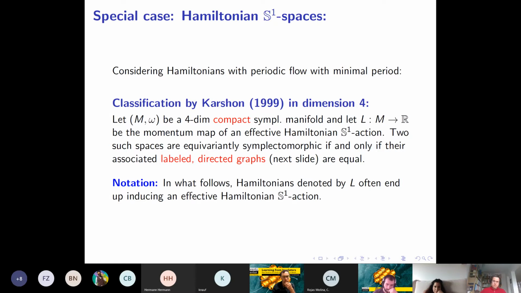And the interesting thing is that a priori one thinks, oh, well, Hamiltonian systems can be anything. And even if I just look at S1 actions, still it has lots of degrees of freedom. But funny enough, that stuff is discrete, is classified by some discrete quantities. So she found that you can classify effective Hamiltonian S1 actions on 4-dimensional compact manifolds just by a few data.